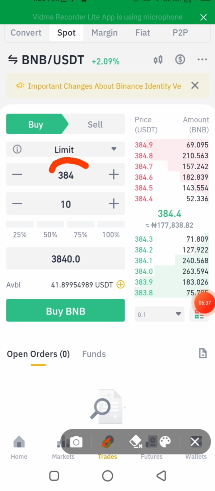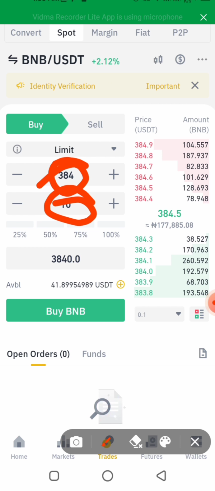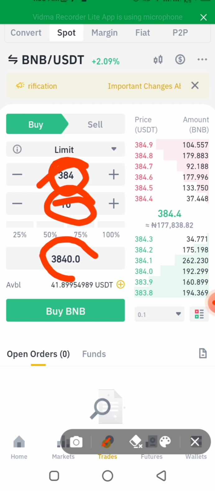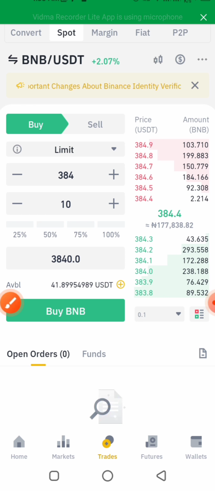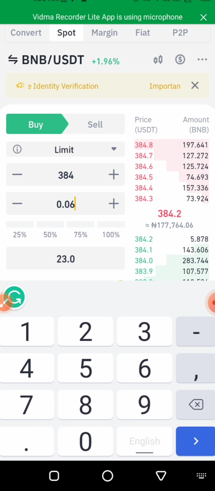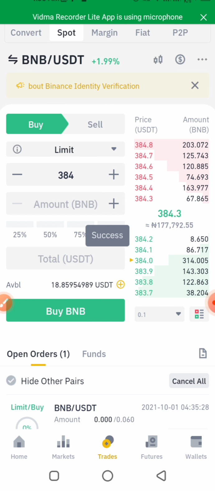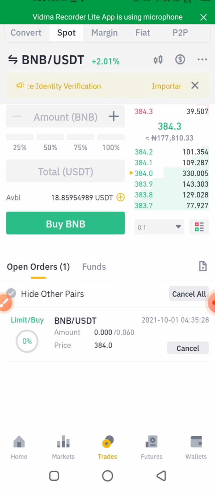But this is how much it is selling. This is the amount of BNB that I put, and this is the total amount of USDT that I will need to execute this very trade. Okay, let's reduce it. 10 is too much. You can go with this now, and let's buy. Now it is a success. It has bought.